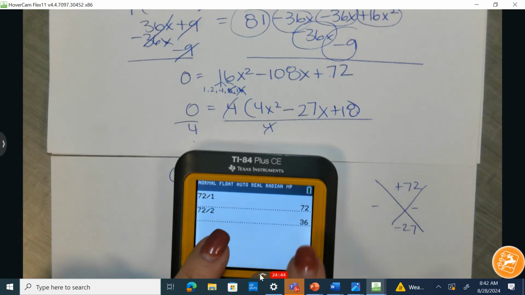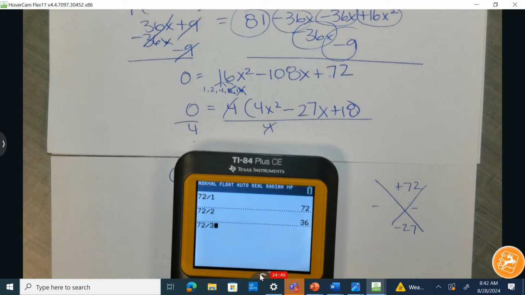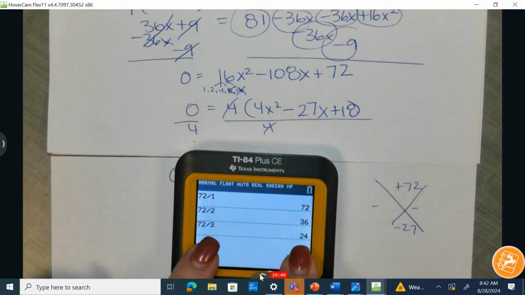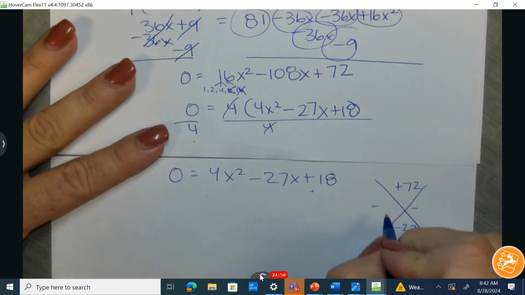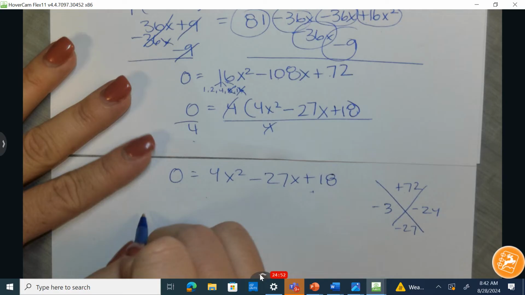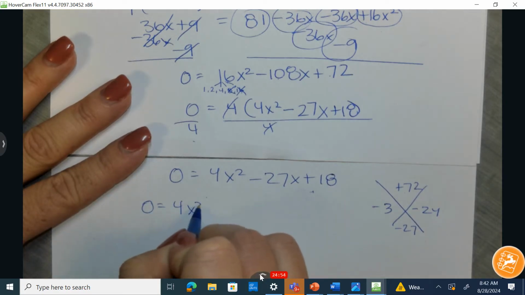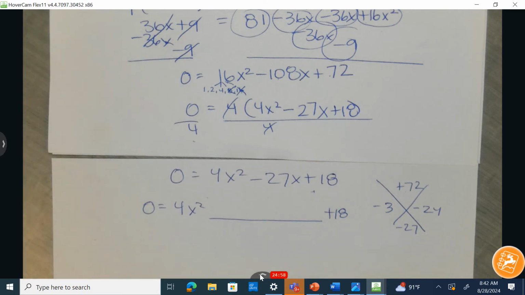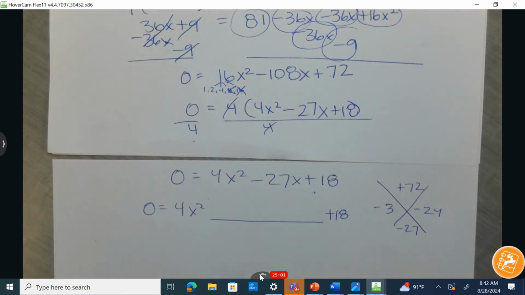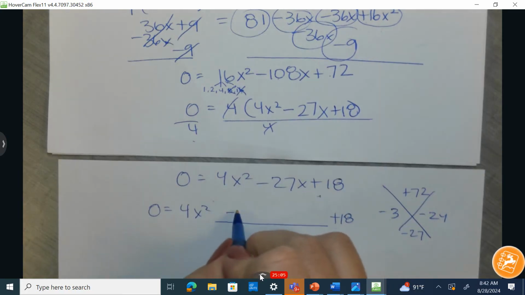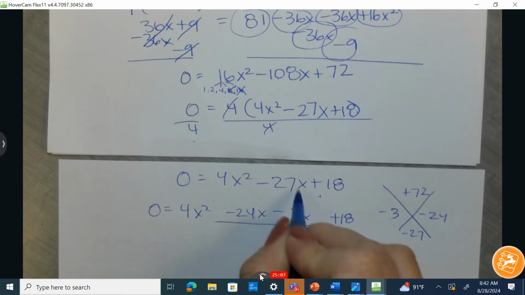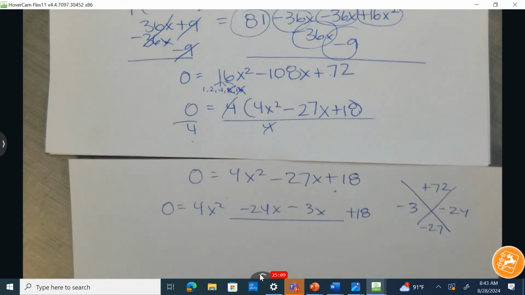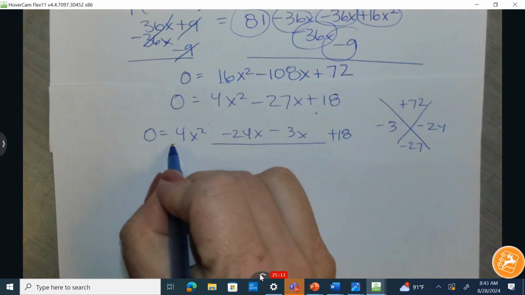72 divided by 2, 2 and 36, no. 72 divided by 3, 3 and 24 do work. You use whatever factoring method consistently works for you with trinomials. I'm going to drop in the 3 and the negative 24. The order I drop them in does not matter. Make sure to put an x behind each. And now I'm going to do factoring by grouping.